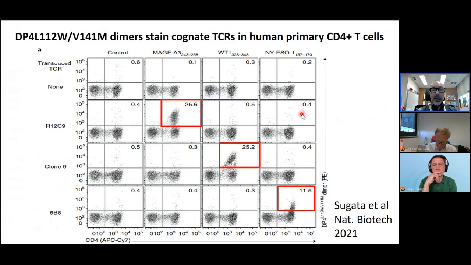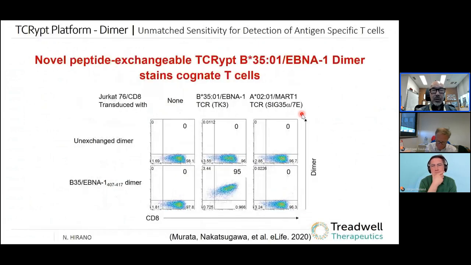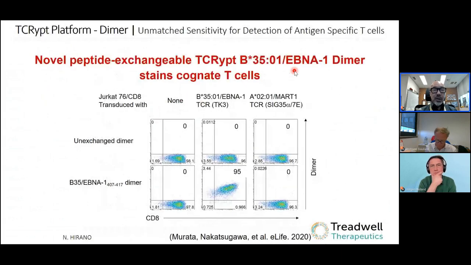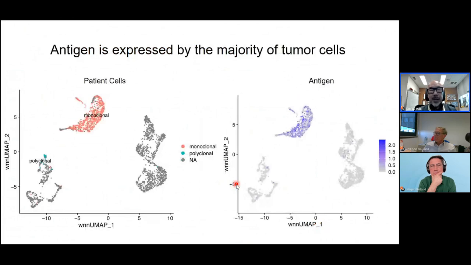And by doing that, not only in class 2, as shown here by DP4, you can do this in class 1, and in this case, it's EBNA1, which is, of course, an EBV protein. Now, my final slide is very important.